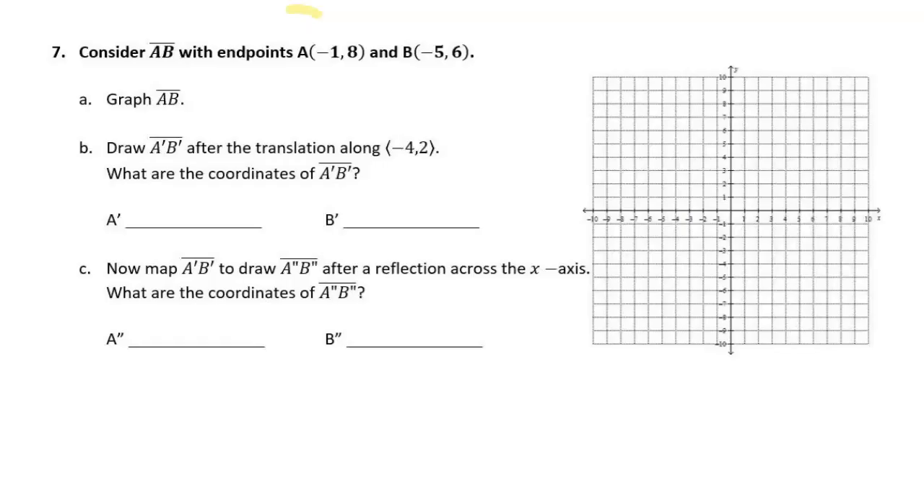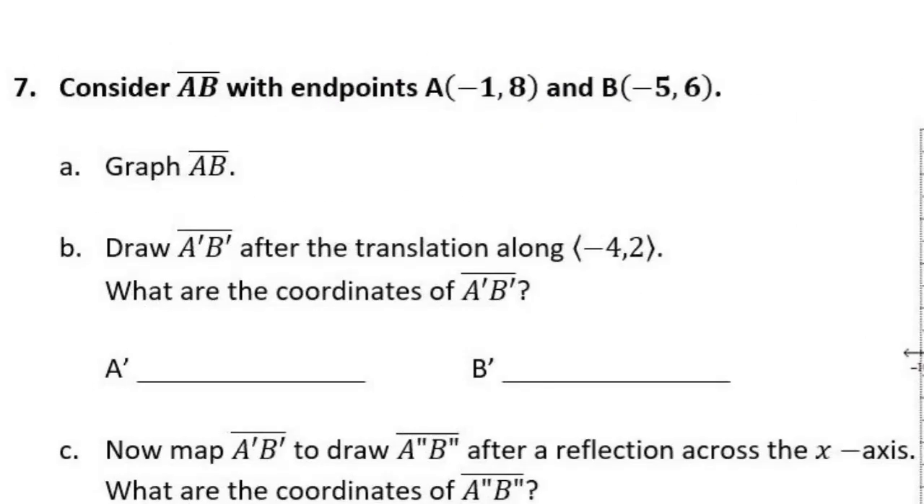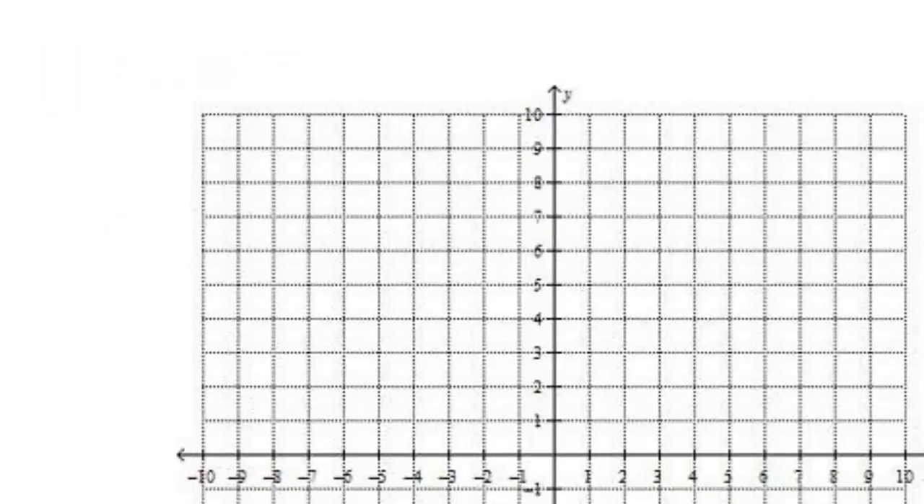Number 7 says consider line segment AB with endpoints A (-1, 8) and B (-5, 6). And the first thing they ask me to do is to graph that line segment. So we're going to plot point A at (-1, 8) and point B at (-5, 6) right here. We're going to connect those two points together.